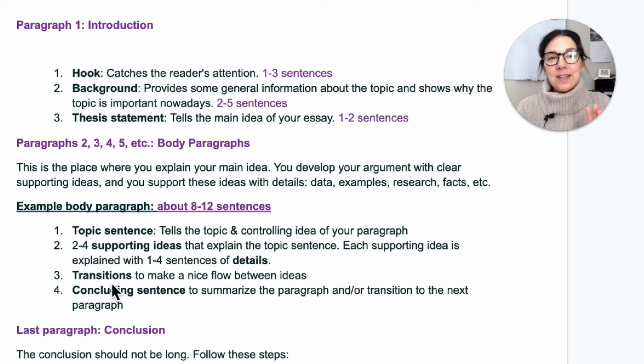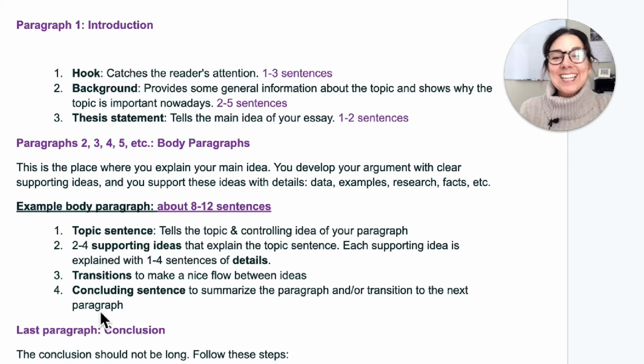And number 3, don't forget to use transitions. Transitions make a nice flow between ideas. So transitions can include words like first of all, another, for example, for instance, therefore, in conclusion, etc. And I have a video about transitions too that I will link below.